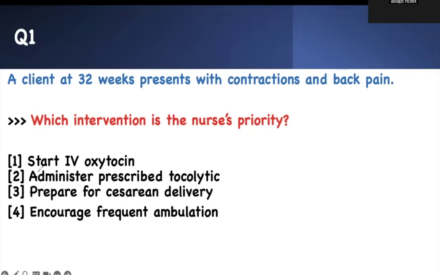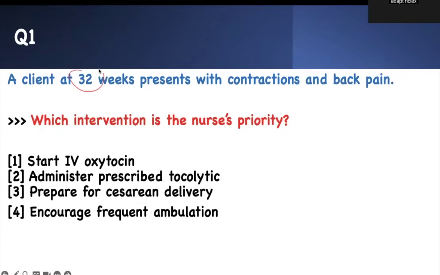Go for the buzzword. What is the buzzword in this question? A client at 32 weeks presents with contraction and back pain. And then I'm asking you to find the nurse priority action. What do you think the nurse should do? Start IV Oxytocin, or administer prescribed tocolytic, or prepare for C-section, or encourage frequent ambulation? To answer the question, go back to the buzzword.